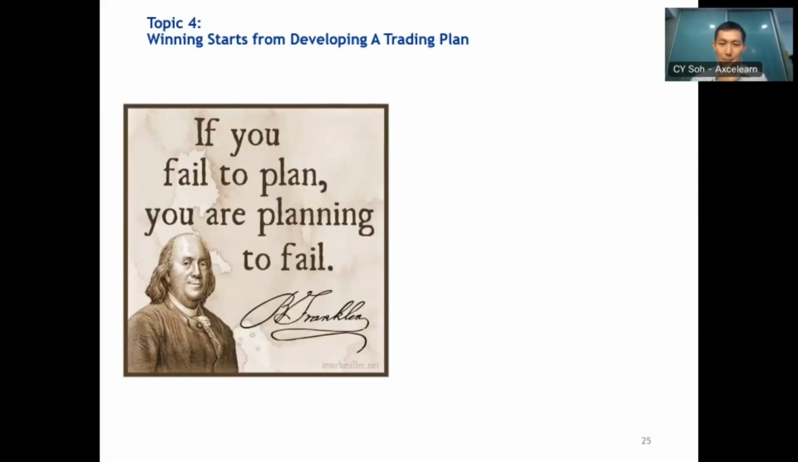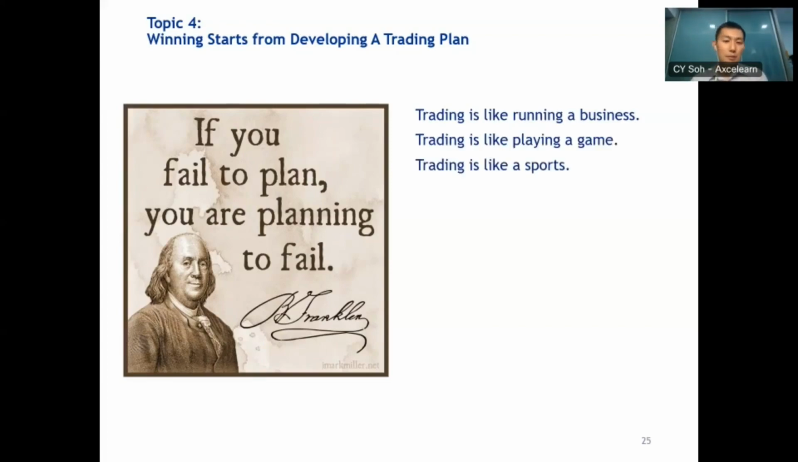One of the famous quotes, I believe you have heard of this before, is that if you fail to plan, you are planning to fail. So you need to treat your trading a little bit more seriously, regardless of how you see trading. Some of you see trading like running a business. Some of you see trading like playing a game or even sports or any other analogy that you can apply here.